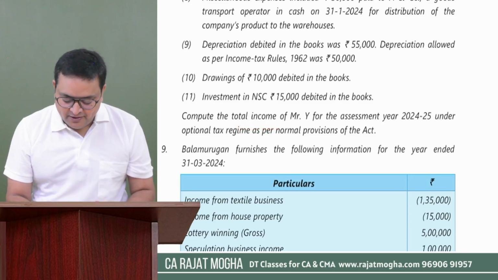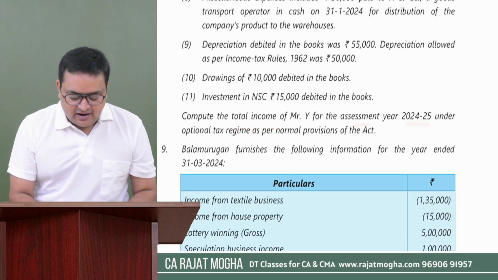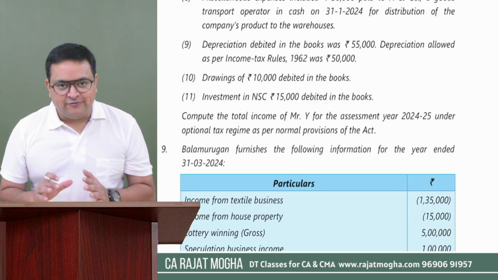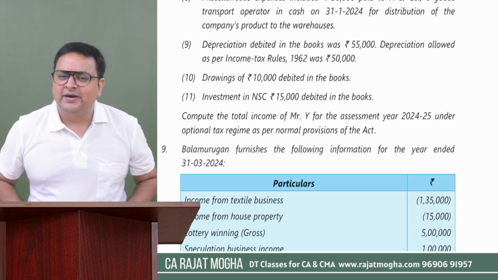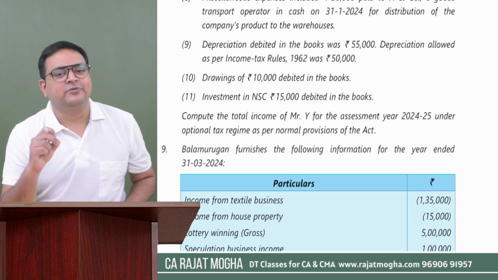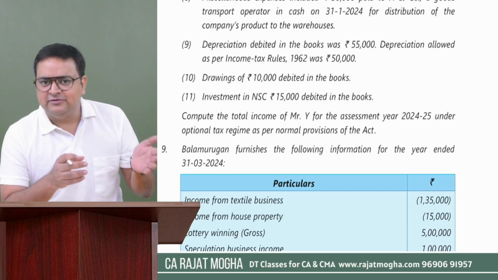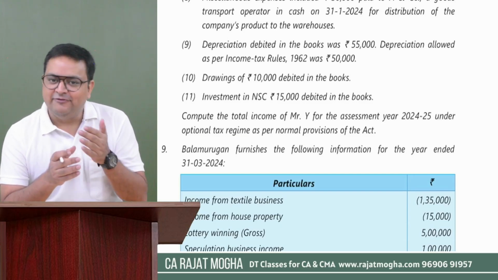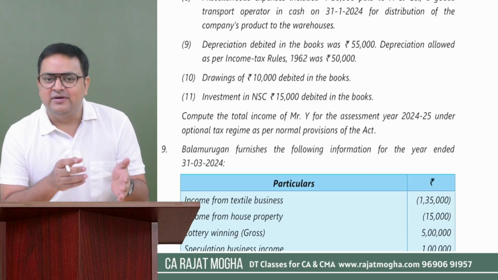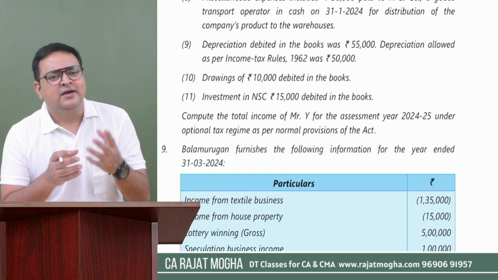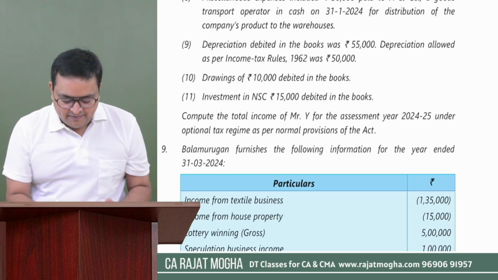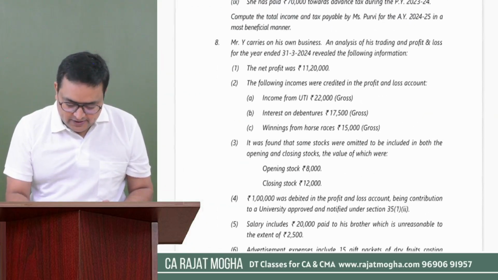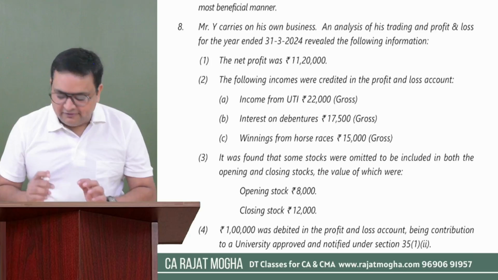For assessment year, this is under the optional tax regime as per normal provisions. So we don't have to apply the default tax regime over here because they are asking only regarding the optional tax regime. Whereas in the previous questions which we did yesterday, we did it both ways, by default tax regime also, by normal regime also, because they were asking in that fashion. But here it is only regarding the optional tax regime. Okay, so now let's start with the question.